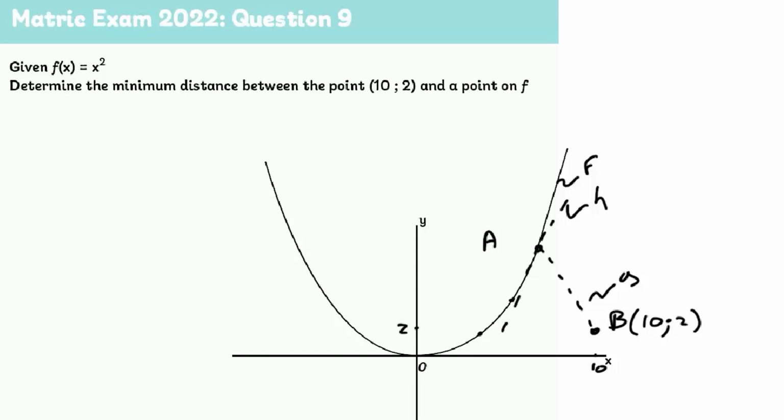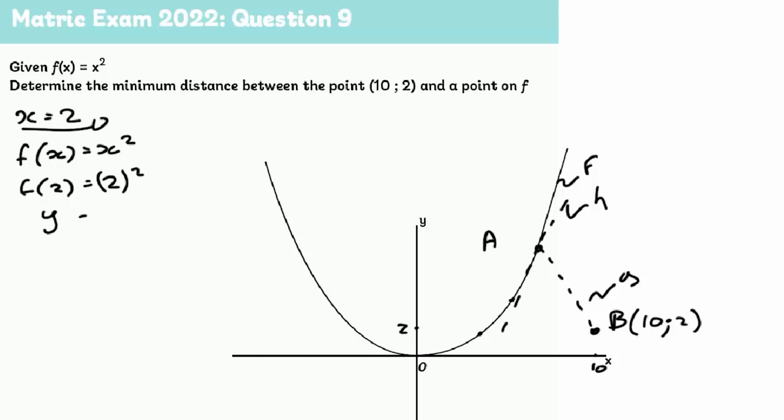So everything that we've done now is to work out that x is equal to 2. Now that we know that x is equal to 2, we can substitute it back into the original equation, and we'll find that y will equal 4. That means A is at x is 2, y is 4. So this point over here is (2, 4).